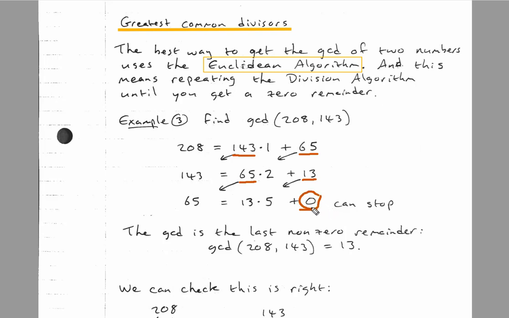So that's what we're looking for. When you get to a 0 remainder, you can stop the algorithm. And the answer is not 0. The answer is the last non-zero remainder, 13. So the GCD we were looking for, the biggest number that divides both of these, is 13. These are fairly big numbers, so you can see how efficient this works.